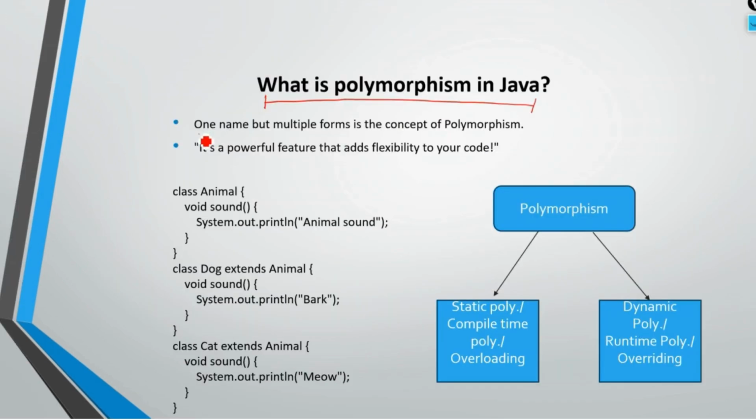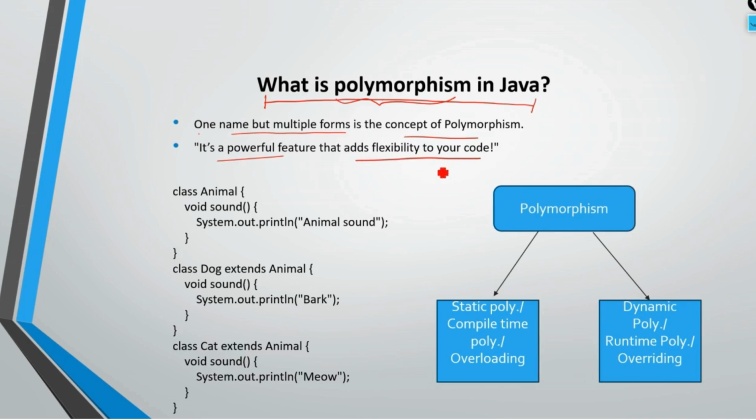Let us check what is polymorphism. The basic meaning of the word polymorphism is taking multiple forms. A single entity takes multiple forms, which is nothing but polymorphism in layman terms. So you can see, one name but multiple forms is the concept of polymorphism. It's a powerful feature that adds flexibility to our code.